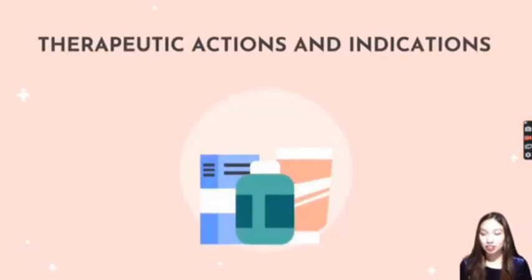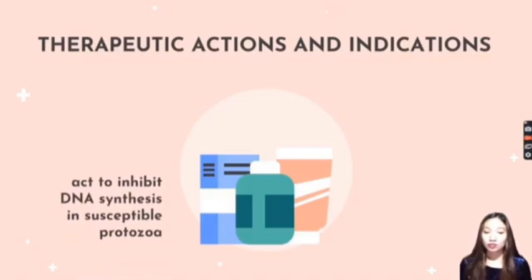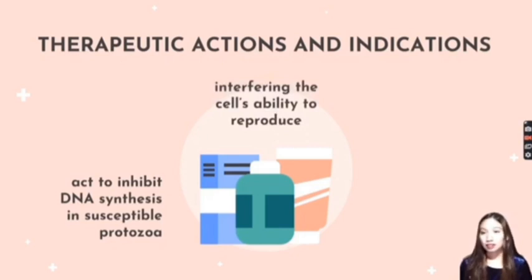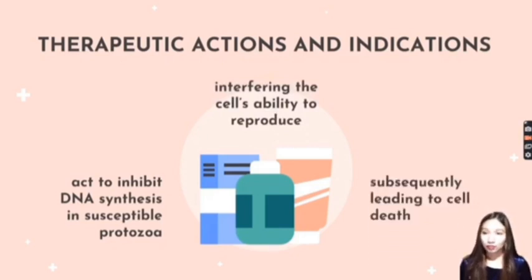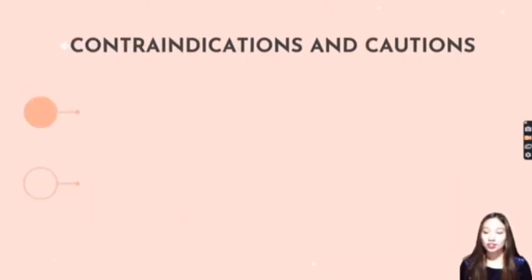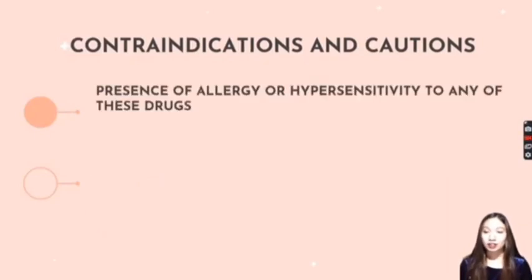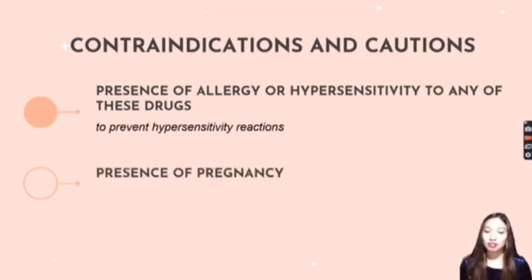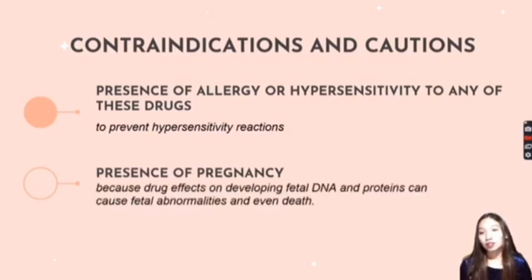The therapeutic actions and indications of these antiprotozoal agents are that they act to inhibit DNA synthesis in susceptible protozoa, which interferes with the cell's ability to reproduce, subsequently leading to cell death. The contraindications and cautions for these agents are the following. The presence of allergy or hypersensitivity to any of these drugs, in order to prevent hypersensitivity reactions, and the presence of pregnancy, because drug effects on developing fetal DNA and proteins can cause fetal abnormalities and even death.